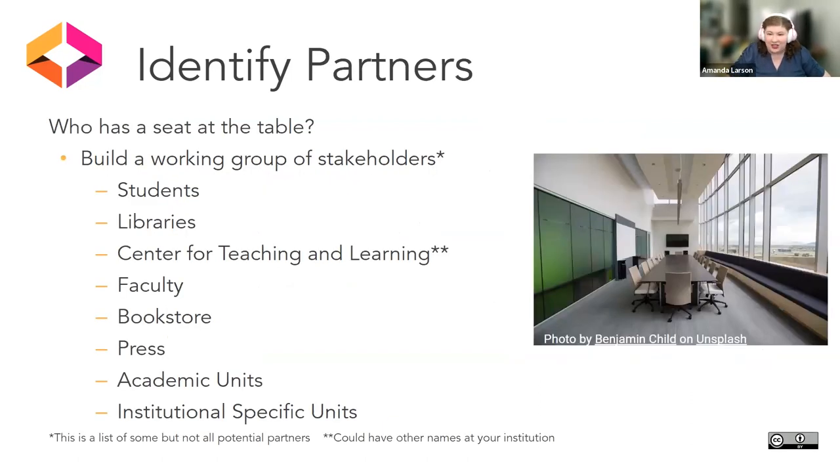So that leads us right into talking about partners. So who has a seat at the table? One of the ways that you can think about getting started is by building a working group of stakeholders. I have pulled together here a list of some common partners for this kind of work. It's not by any means exhaustive, but you could be working with students. You could be working with the libraries if you're not already positioned in the library. You could be working with the Center for Teaching and Learning, and that could have a different name at your institution. You could be working definitely with faculty.